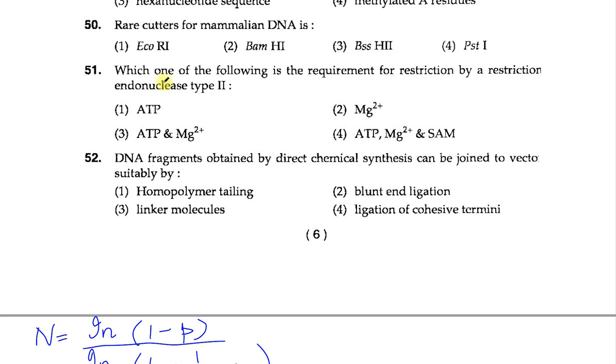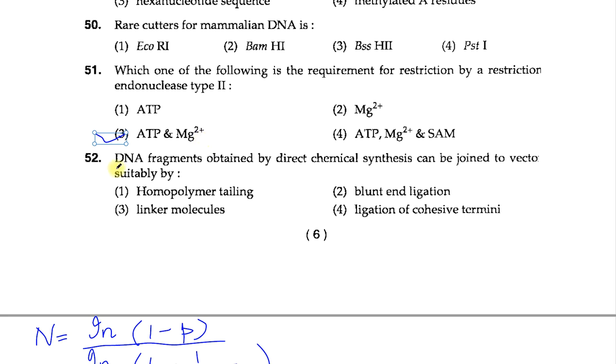Question number 51. Which of the following is a requirement for restriction by a restriction endonuclease type 2? 1. ATP, 2. Magnesium ions, 3. ATP and magnesium ion, 4. ATP, magnesium and SAM. The correct one is option 3, ATP and magnesium. ATP hydrolysis is required for translocating the DNA past the enzyme, and magnesium is required for the cleavage of DNA.